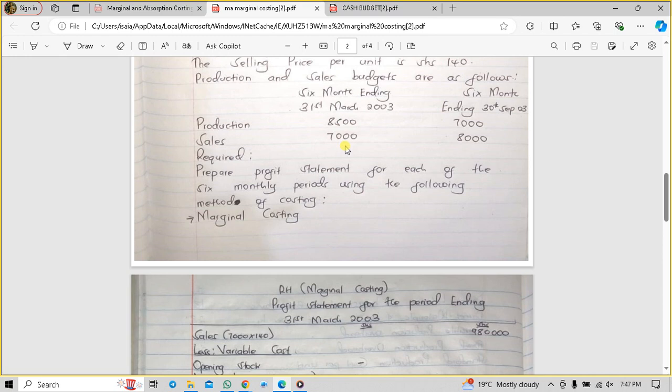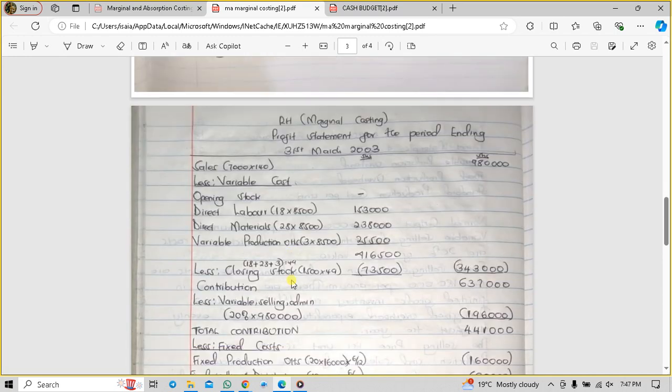So here we will have 1500. So that means that our closing stock will be 1500 times 49 for us to have 73,500. Then you subtract. You less the variable cost for us to get contribution.